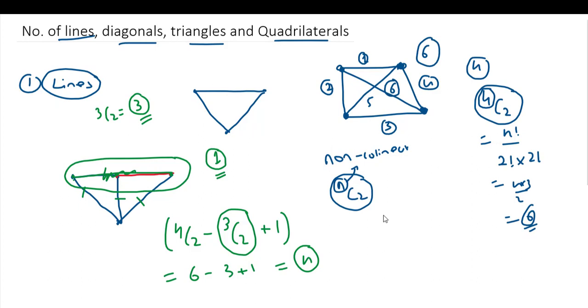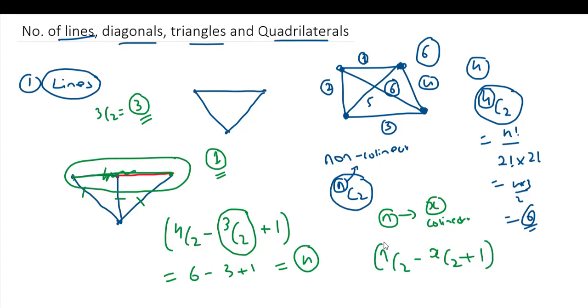So had there been n points, of which x points are collinear, then the total number of lines that can be formed will be given by nC2 minus xC2. This represents the number of lines that can be formed using the collinear points if we consider them as non-collinear. And we are subtracting these lines and replacing them by one line because they will represent only one single line. So this is the formula for the number of lines.